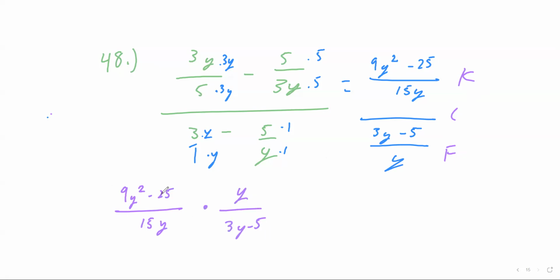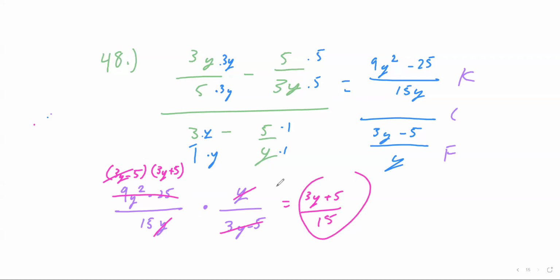And so then I can notice this is a difference of squares again. The square root of 9y squared is 3y, and the square root of 25 is 5. So now I can see 3y minus 5, and then this y would cancel. So I have right now 3y plus 5 over 15. I was thinking this can go a little further, because 3 can go into 15, but it has to be the same number in both, so it'd be 3 all the way across to 5. So yeah, that's it.